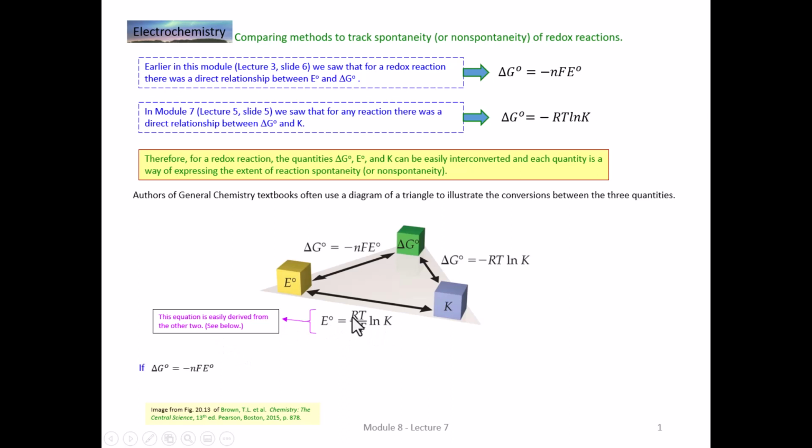This equation is easily derived from the other two. We can do it quickly here. If delta G equals minus nFE and delta G equals minus RT ln K, then minus nFE equals minus RT ln K. If we simply solve for E, we'd end up with RT over nF times the natural log of the equilibrium constant. Let's look at an example problem on the next slide.